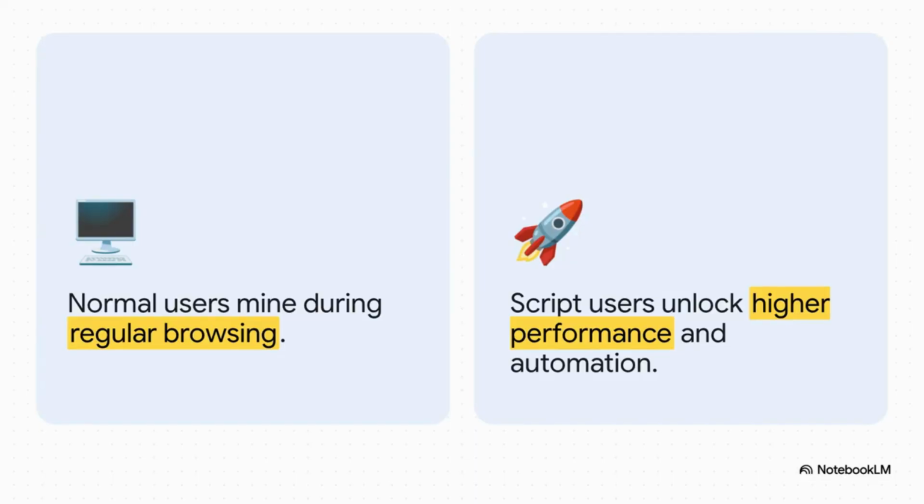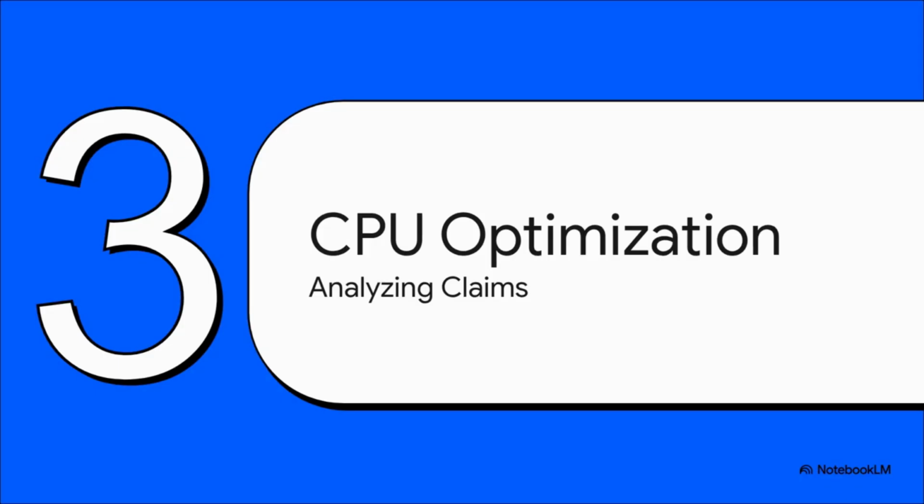The marketing uses a vivid contrast here. They pit the normal user against the script user. Normal users are just surfing the web as intended. But if you apply this script, well, you allegedly unlock higher performance and automation. It's a textbook comparison tactic designed to give you a little FOMO, making you feel like you're missing out on some top-tier optimized performance.